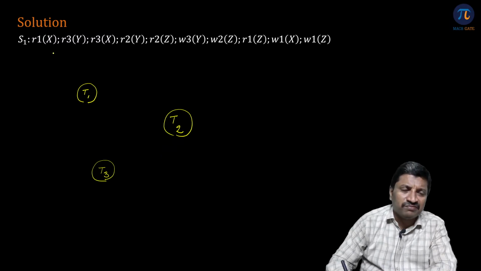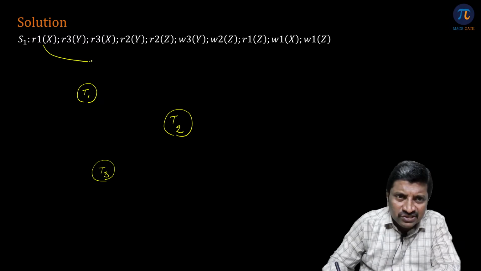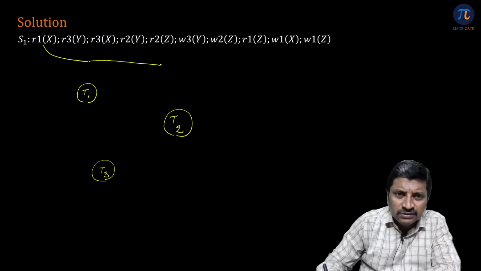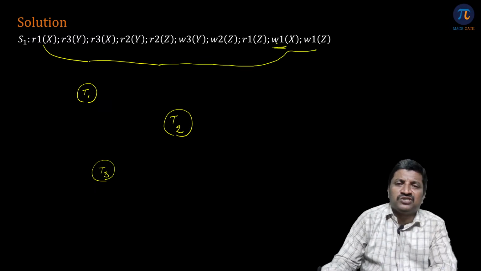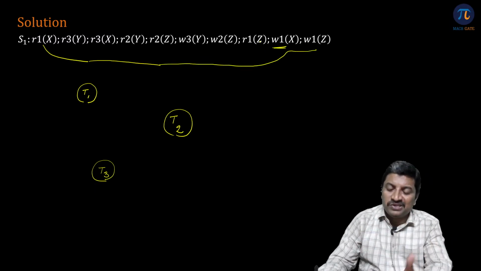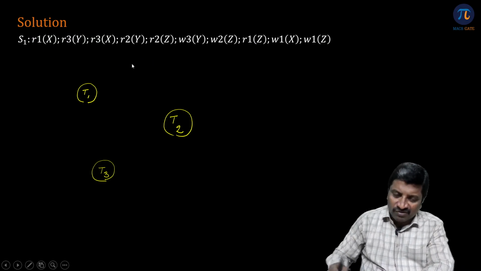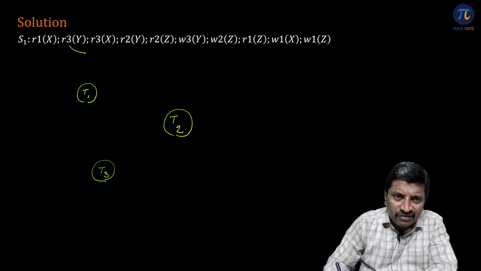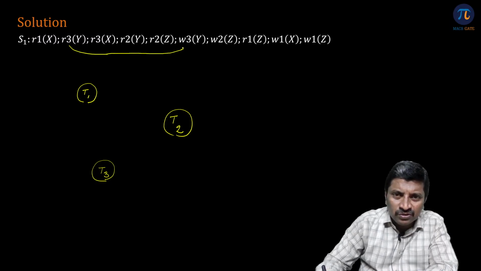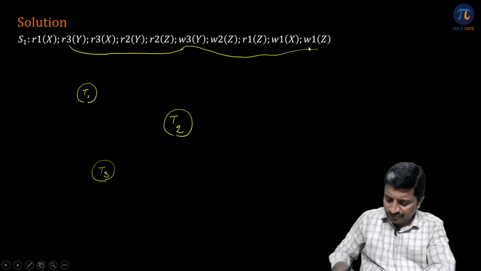Now identify the conflict. R1 of X, is it having a conflict with anyone? No, there is no one. This is also W1 of X, same transaction. When both operations are in the same transaction, no issue. So R1 of X doesn't have any conflict. R3 of Y, this is W3, no issue. There is no issue at all.